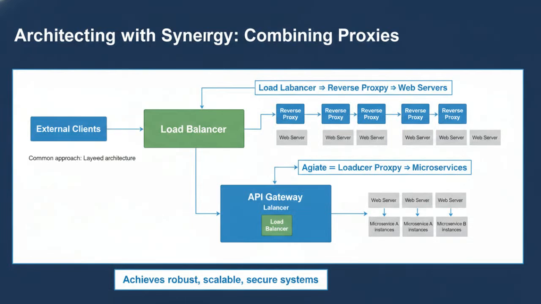When integrating microservices, an API gateway typically sits at the edge, acting as the single entry point. Behind the API gateway, you might find load balancers distributing requests to multiple instances of each microservice, or even reverse proxies in front of specific service groups. This layered approach creates a highly robust, scalable, and secure architecture.